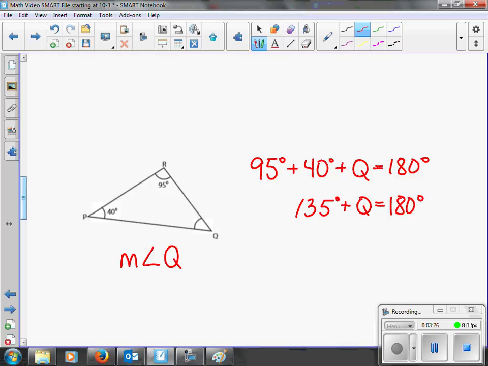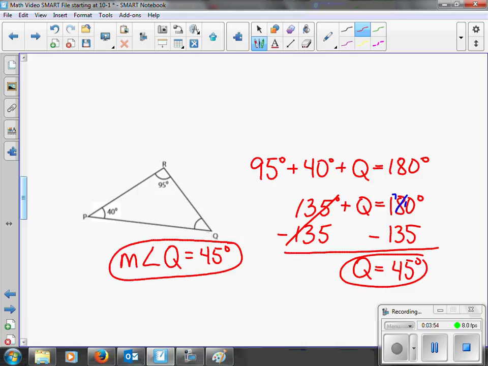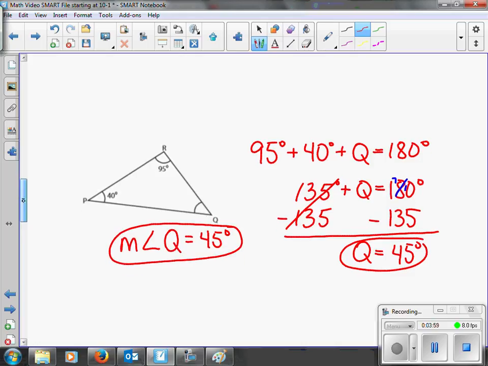Okay? And then we subtract 135. Subtract 135. And we get Q to equal what? We have to borrow. Okay, we get Q to equal 45 degrees. So the measurement for angle Q is 45 degrees. Yes, circle everything, make it look nice and neat. If I can't read it, it's most likely going to be marked wrong.